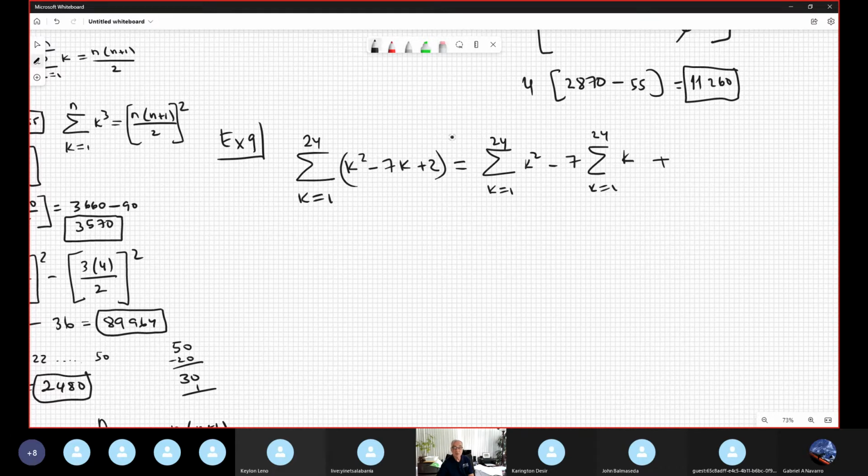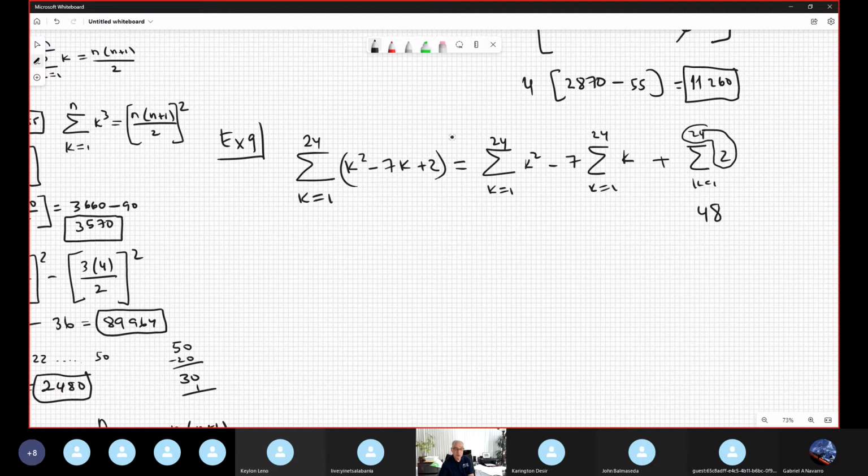Summation from k equal 1 to 24 of 2. But I know that when there's a constant, you multiply this number and this number, 48, actually. And the rest is a formula. The formula for the square and the formula for the non-square.